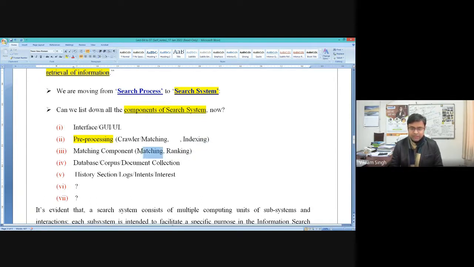For matching, you could have different similarity measures. So that is another area of research. People are working on this part.